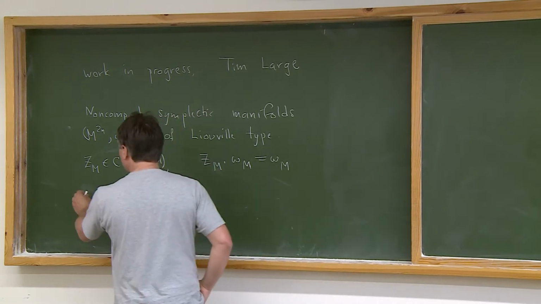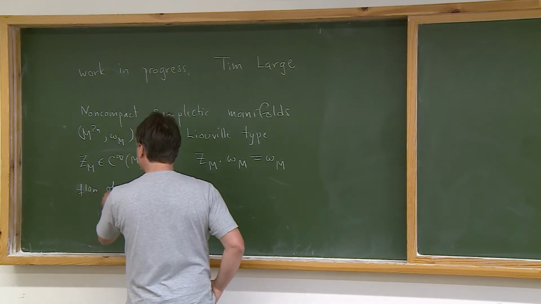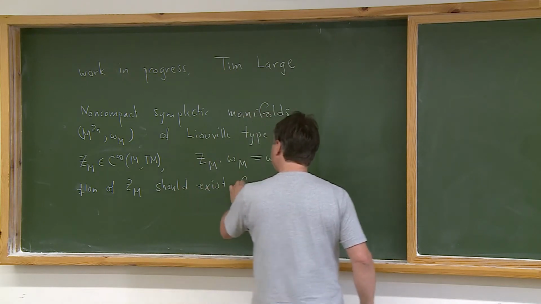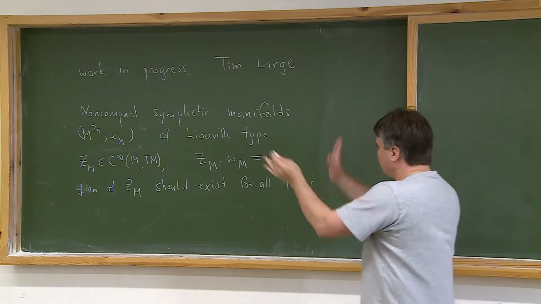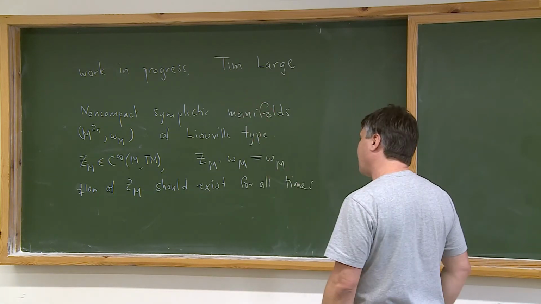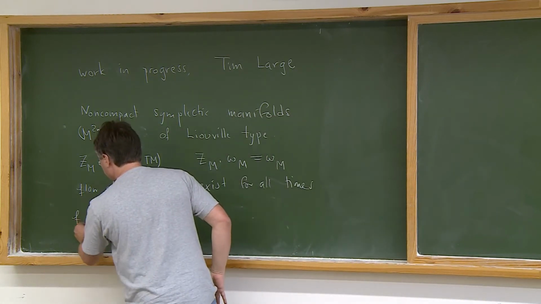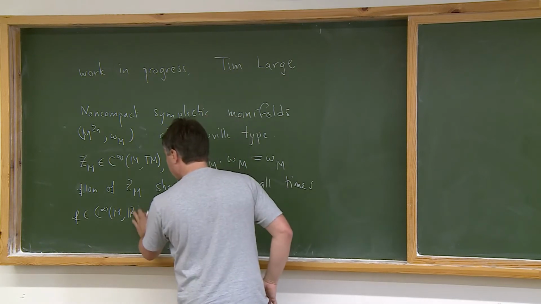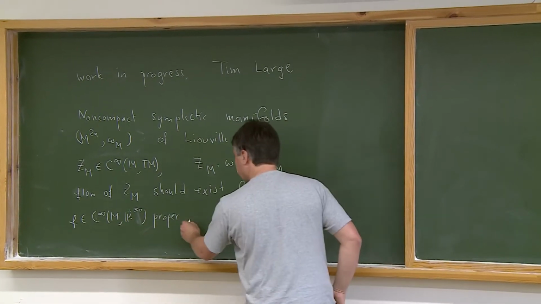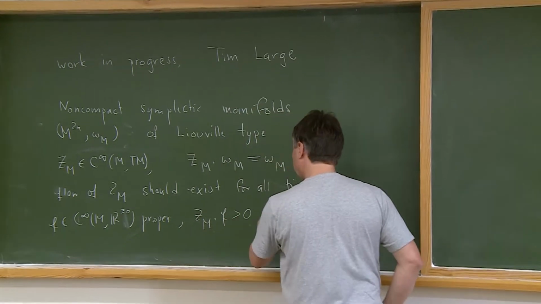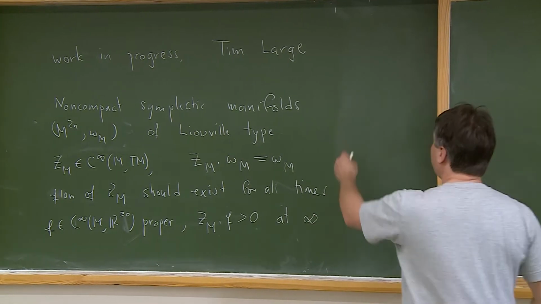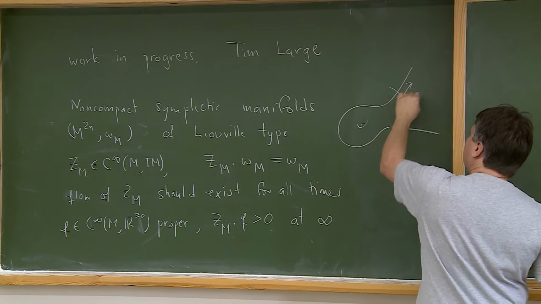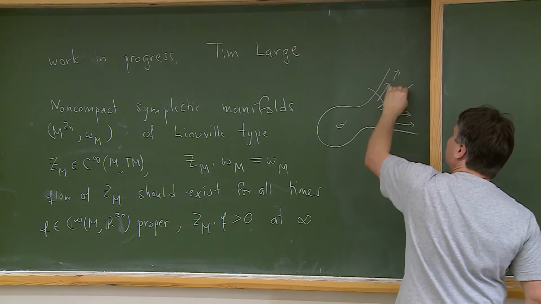So what do I want? I want the flow to exist for all times. And I want the flow to flow outwards outside a compact subset. This means that you have a function which is proper, let's say bounded below, and such that outside a compact subset the flow goes outward. So there's some topology here, and then there's the region at infinity, which is just an exponentially increasing infinite cone.